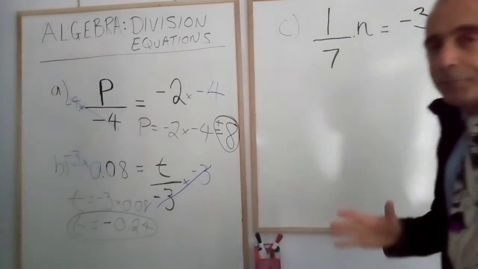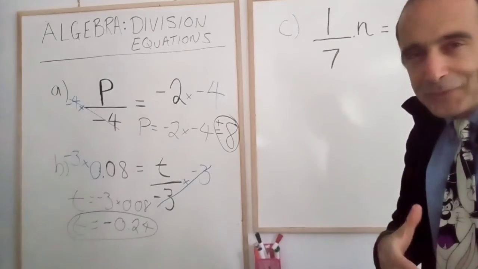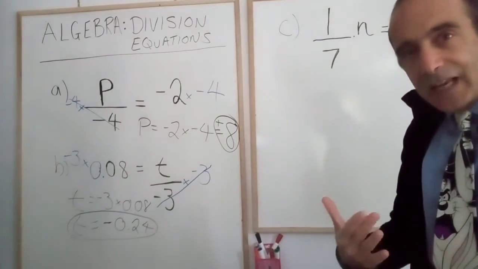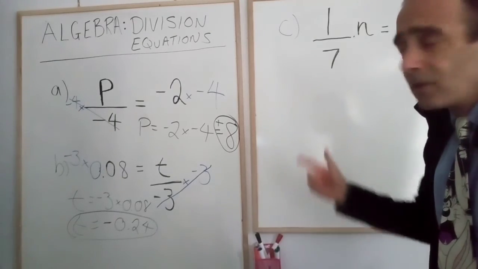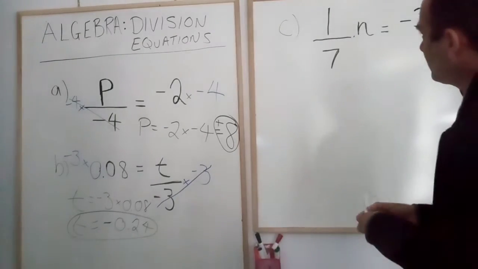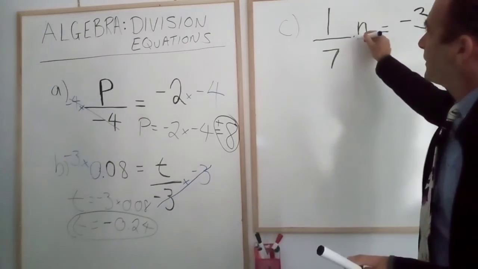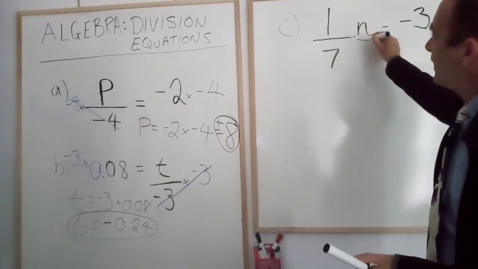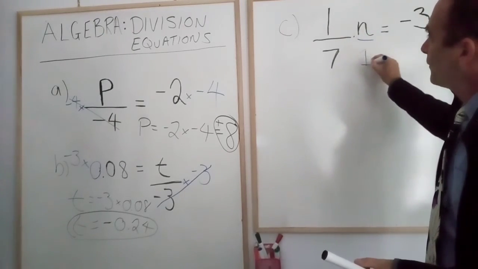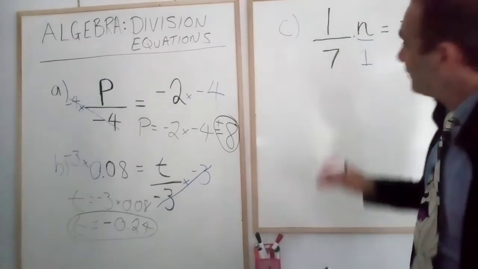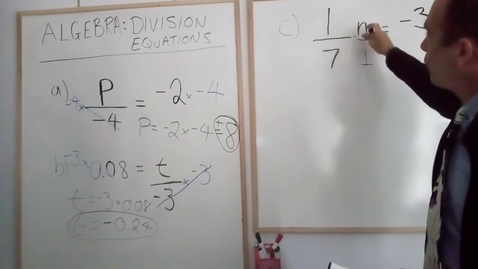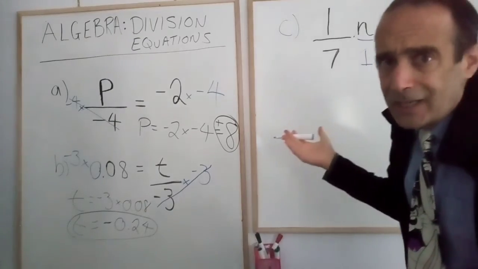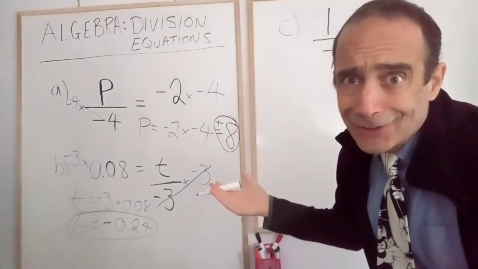Now, not a lot of people like to divide by a fraction. So instead of dividing this guy by a fraction, I want to consider this more like a division equation. So what I'm going to do is take that n and put it over 1 to make it into a fraction. This is 1/7 times n, or 1/7 times n over 1. Dividing by 1 doesn't change anything, right?